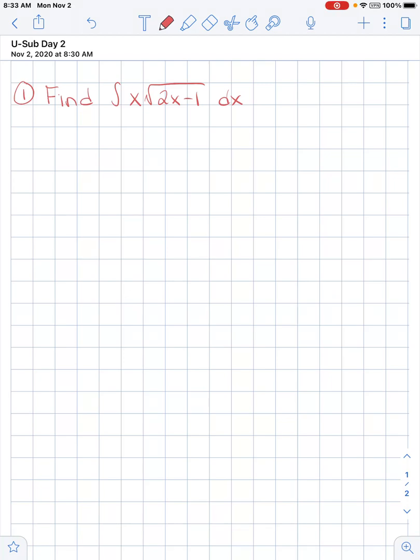In this video, we're going to look at a situation where just a constant is not going to fix our problem. So let's look at this. We're trying to find the antiderivative of x times the square root of 2x minus 1. So if I let u equal the inner function, 2x minus 1, du then is 2 dx. I don't have a 2 as a coefficient anywhere in my integrand, so I'm going to multiply both sides of this by 1/2.